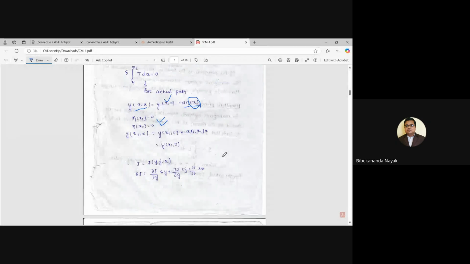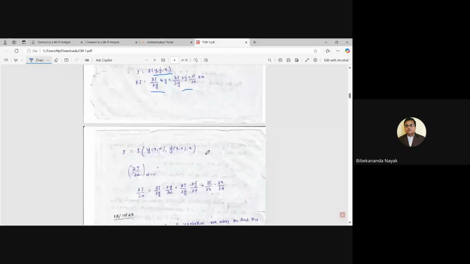So now this is your J, but delta J. When f is a function of x, y, z, then df is equal to del f by del x into dx, plus del f by del y into dy, plus del f by del z into dz. Similarly, since J is a function of y, y dot, x, we can write delta J is equal to del J by del y delta y, plus del J by del y dot delta y dot, plus del J by del x delta x.